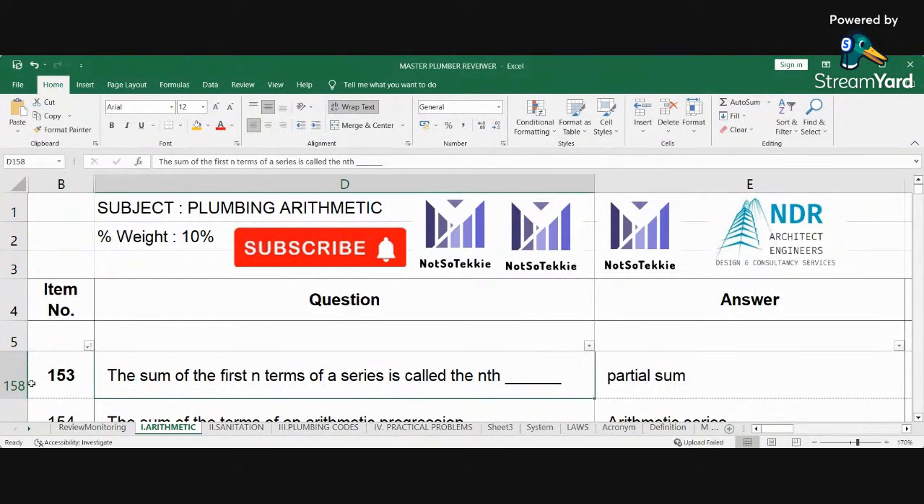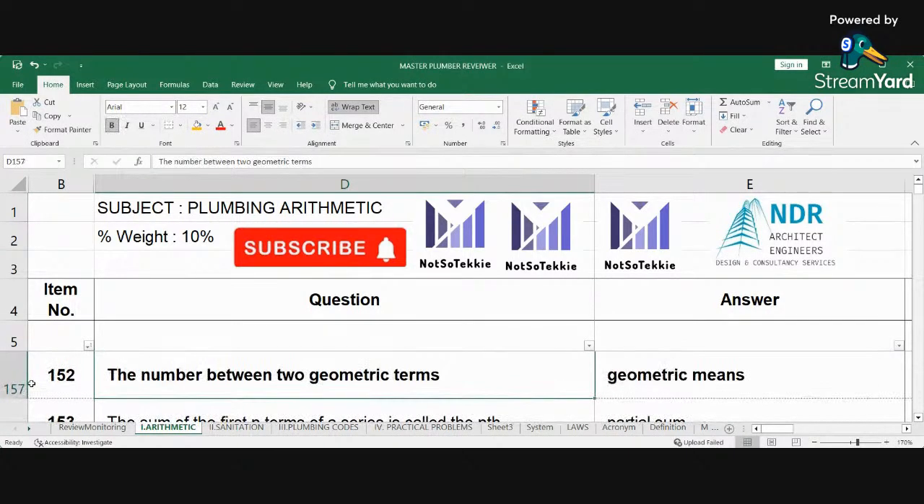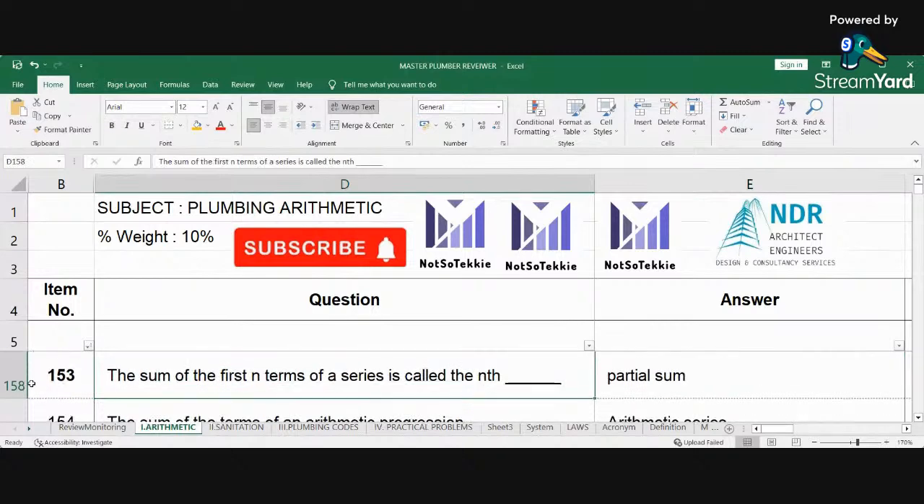152. The number between two geometric terms is geometric mean. The answer is geometric mean.